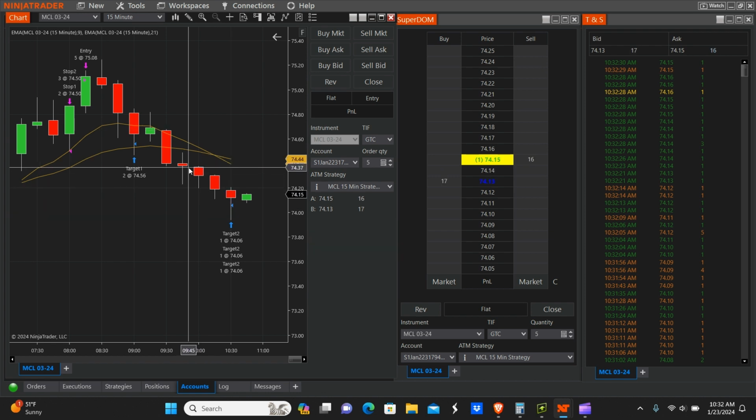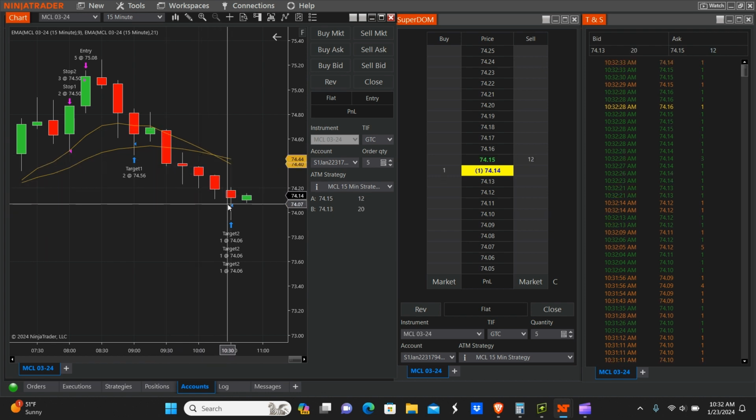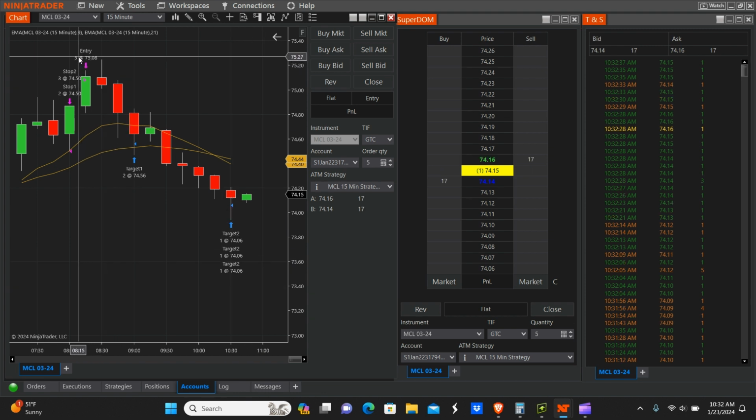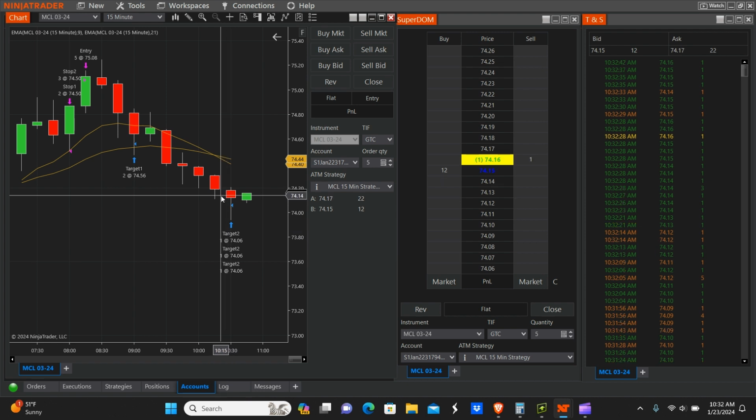But it did. It took a while. It was a real slow grind to get down there, but we did eventually get the full 100 ticks. As you guys can see, entry 75.08. The target fill 74.06.